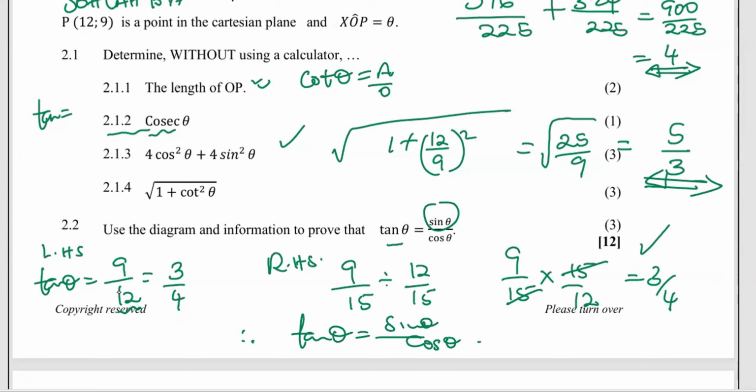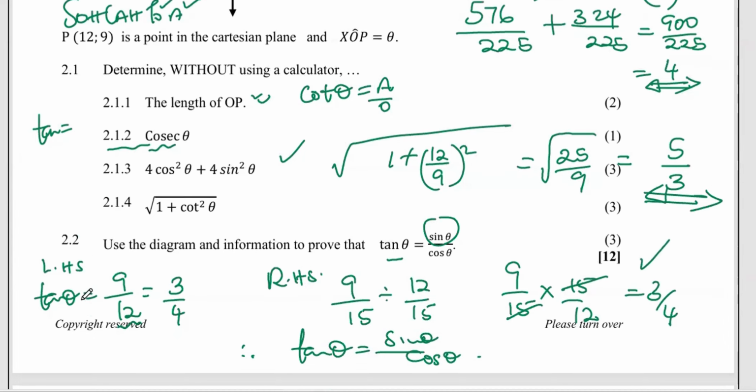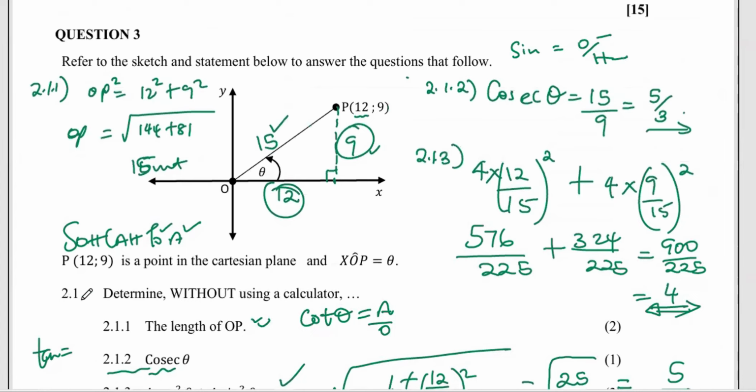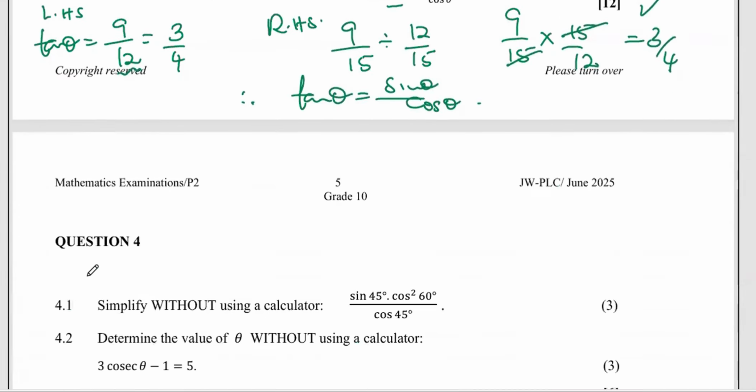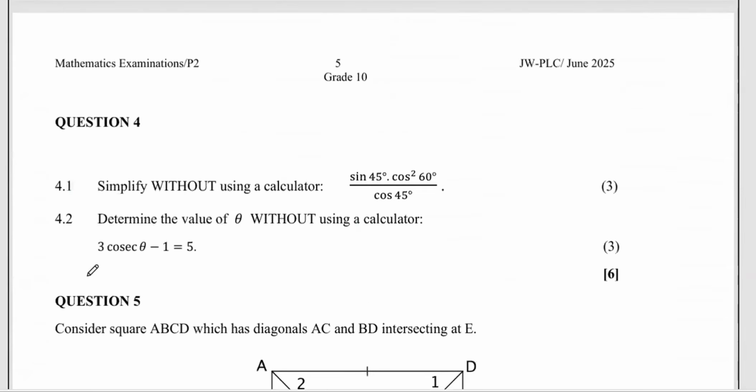So that is the end of question number 2, but it's not making sense. I mean, they say question 3 and then the numbering is 2, like what's going on? Okay, let's not mind them. Let's look at question 4.